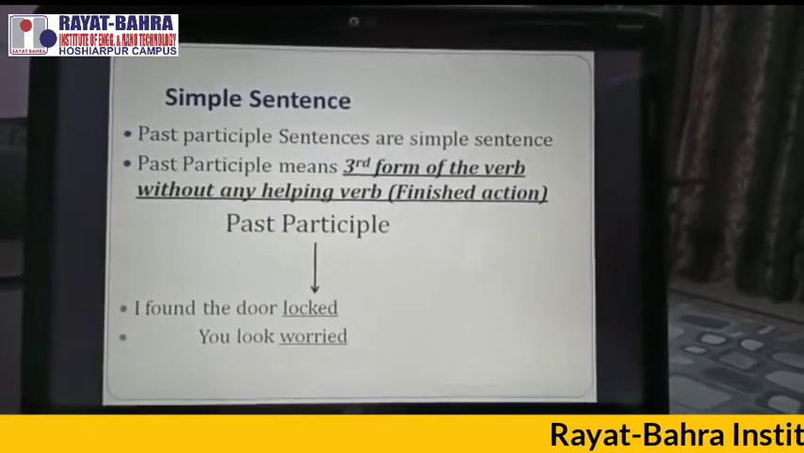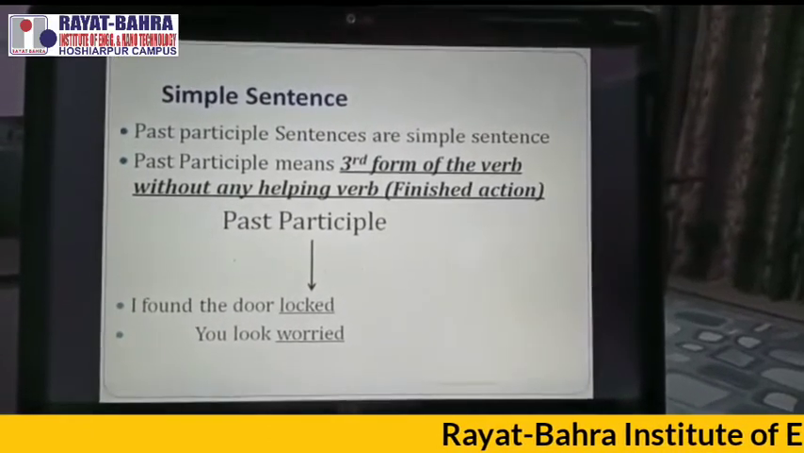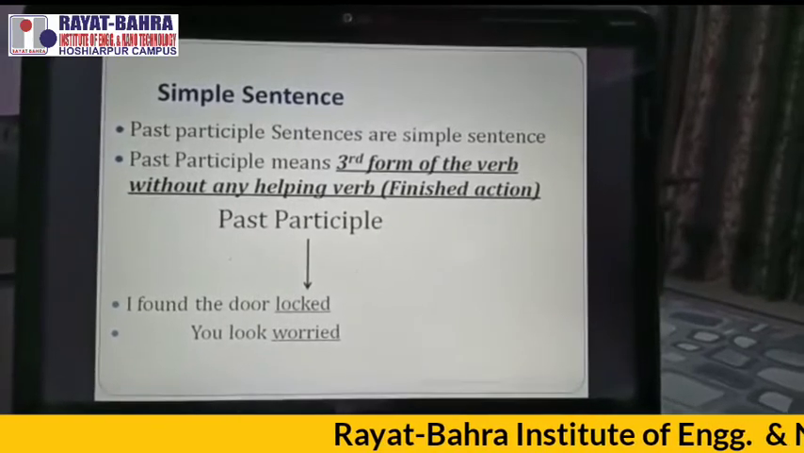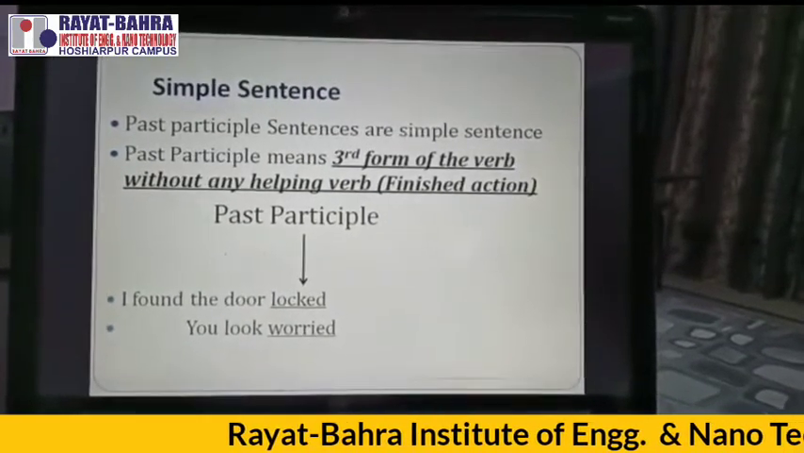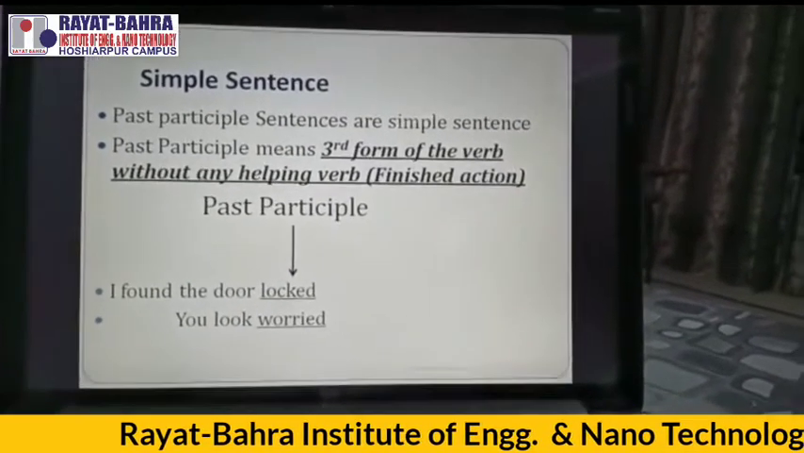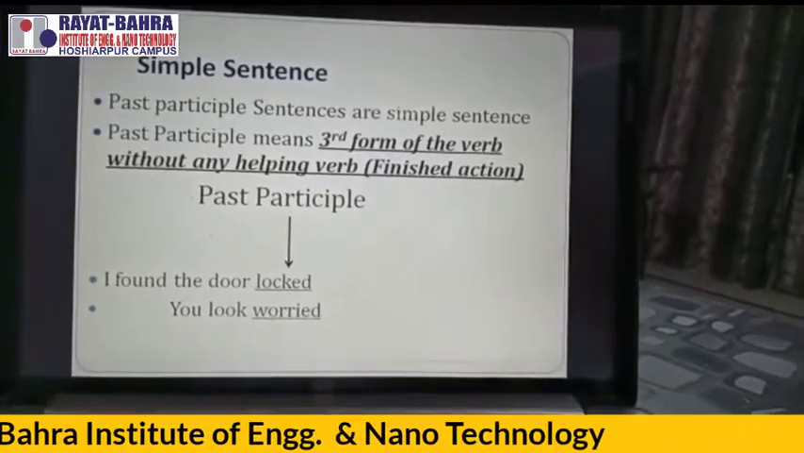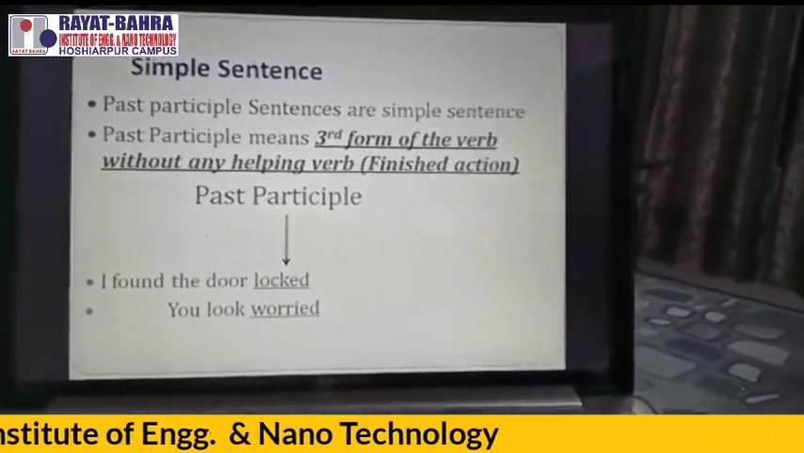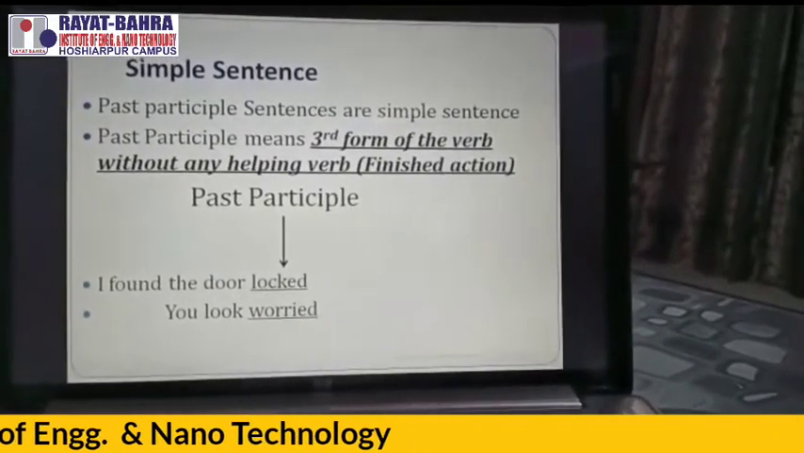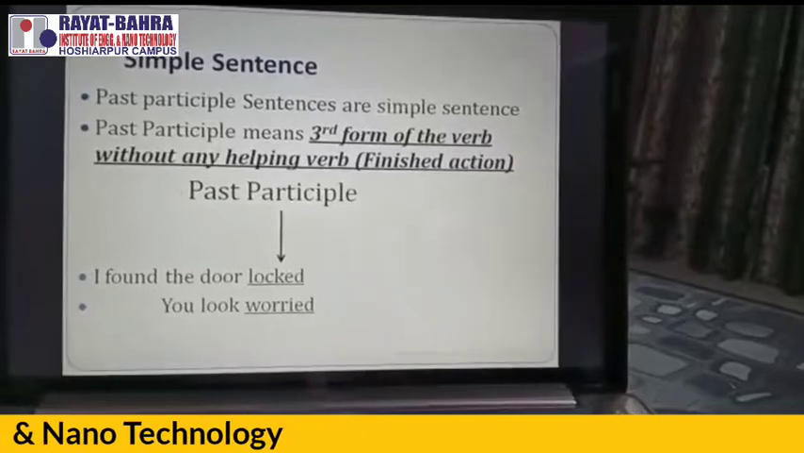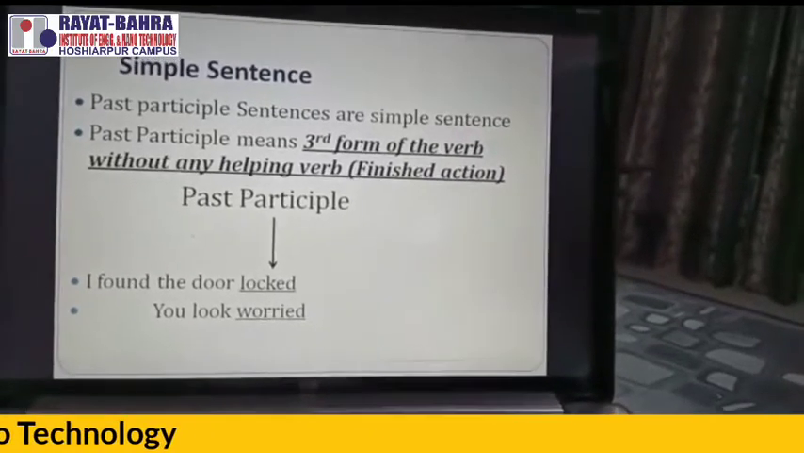Now look at the example. I found the door locked. Here locked is a past participle. This is the third form of the verb without any helping verb, and this is a finished action. It means this is also a simple sentence. You look worried. You keep noticing that there is no connecting word. There is only one independent clause in these sentences.